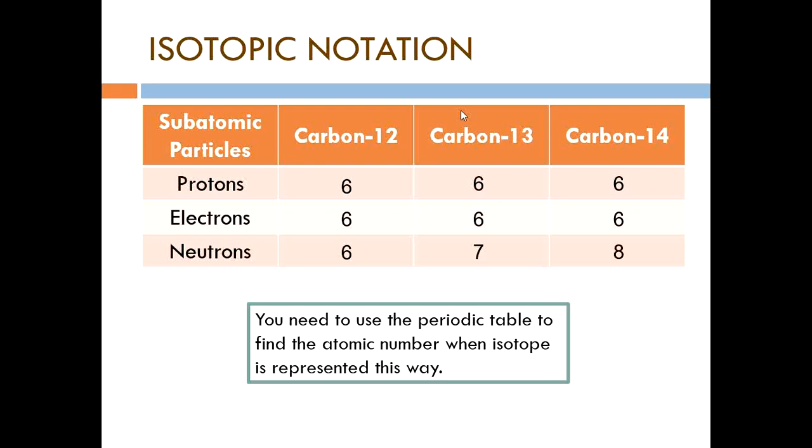So again, if you look at this chart, what is different about these 3 atoms? It's the number of neutrons and the mass number. What is similar? It's the protons and the electrons.